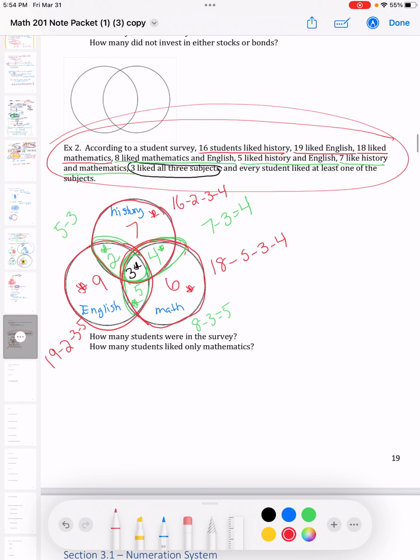Now that I've filled in my Venn diagram, I'm going to answer the questions down below. So the first one, I know how many students were in the survey. That's all the students, no matter what category they're in. The order that we're adding doesn't matter. I just wrote them all down there, every number that I saw in there, and that gives me 36. And then I actually already answered this question, how many students liked only mathematics? So that is the 6 that is right there. Those 6 people liked only math.